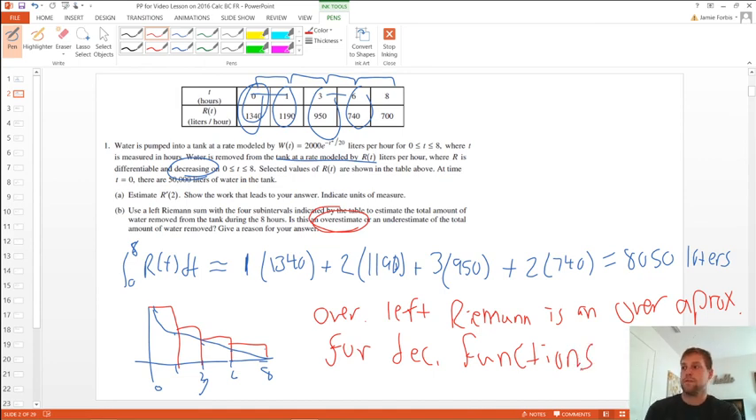All right, so there you go. We got the approximation, and it's an over-approximation because it is just the definition of a left Riemann sum for decreasing functions. Cool.